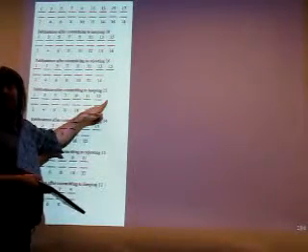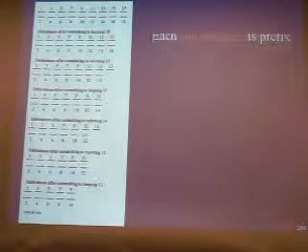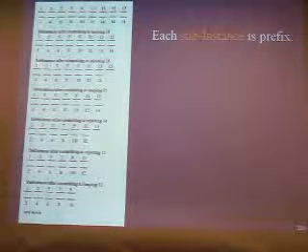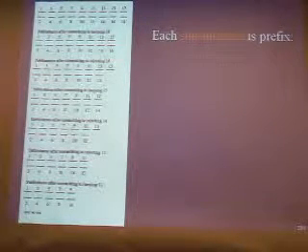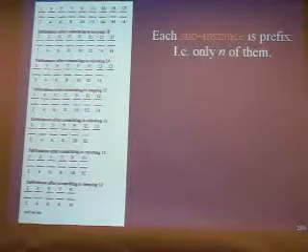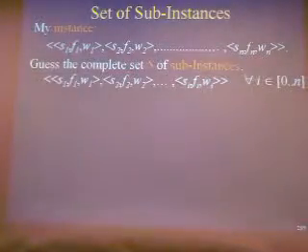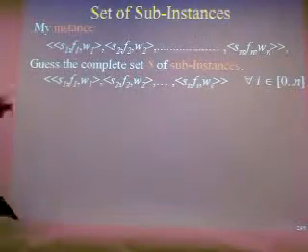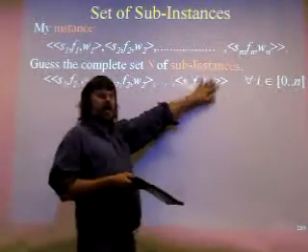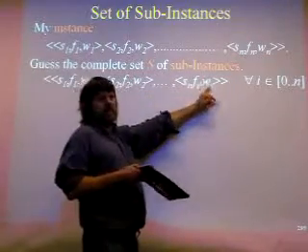See? And so the cool thing is you go through this in that way, each subinstance is going to be a prefix. People buy that? So they're only prefixes, and so the running time is polynomial. If this is my instance, we have to guess a complete set of subinstances. And we're going to guess that the subinstances are all prefixes.